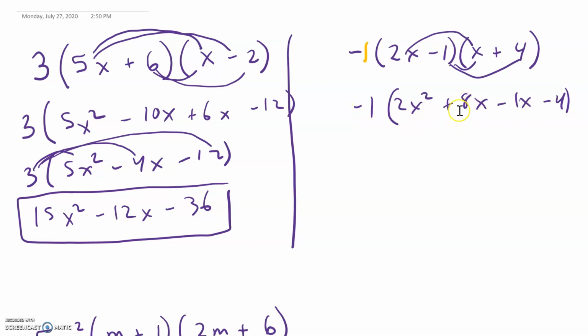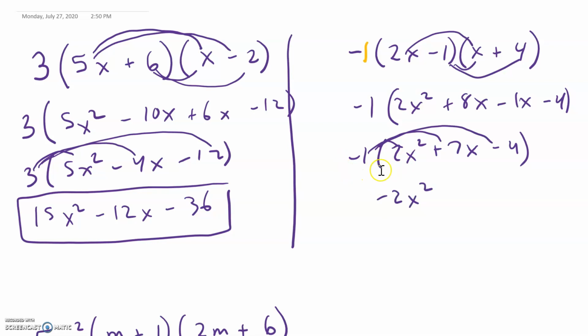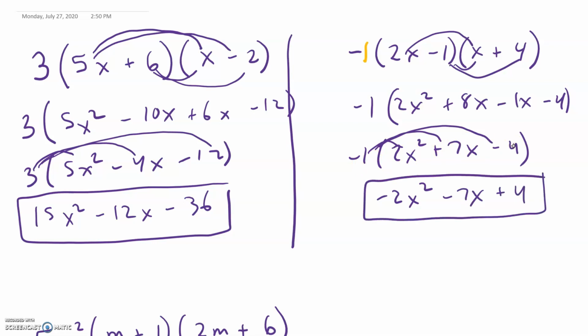Okay, combine the middle two terms. 8x and minus 1x is 7x. So I've got negative 1 times 2x squared plus 7x minus 4. Okay, now I distribute that negative 1, which just changes the signs of everything. So negative 1 times 2x squared is negative 2x squared. Negative 1 times 7x is negative 7x. And negative 1 times negative 4 is positive 4. Okay, there's your answer to that second example.